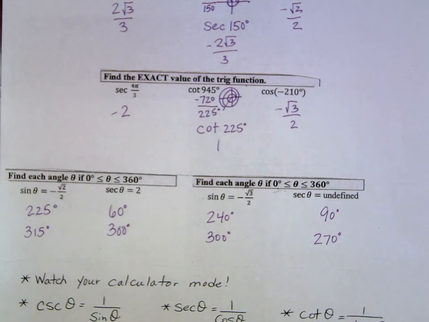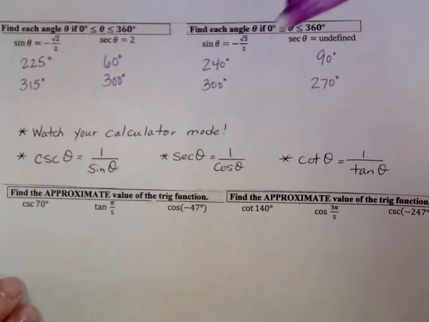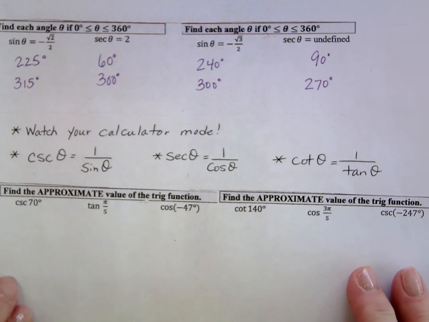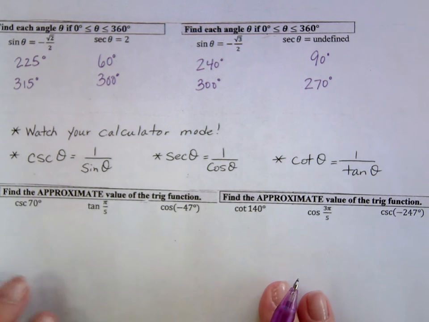So here's what this section really gets into. What happens when it's not on the chart, right? What do you do? So here's some that won't be on your chart. You got the cosecant of 70 degrees. That's not one of your values from the chart, so you can't use that. So what you need to do is actually use the calculator. If you are able to use Desmos, you can do that. If you want to use Google Calculator, you can do that as well.